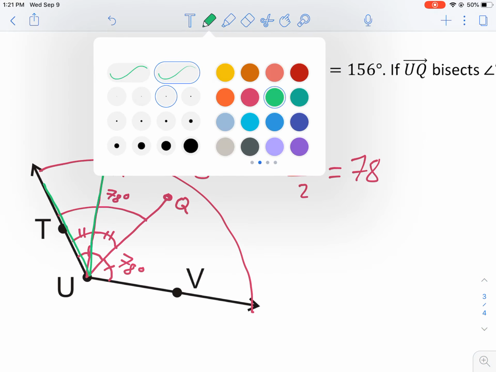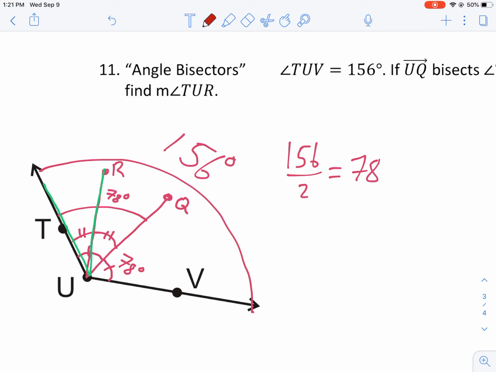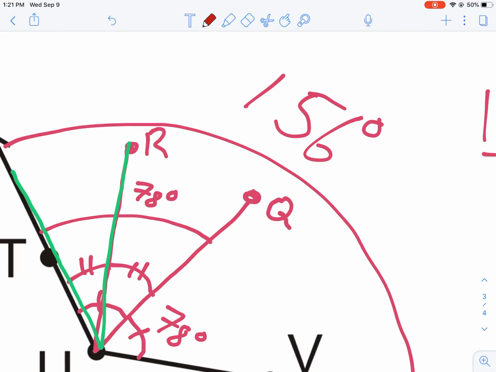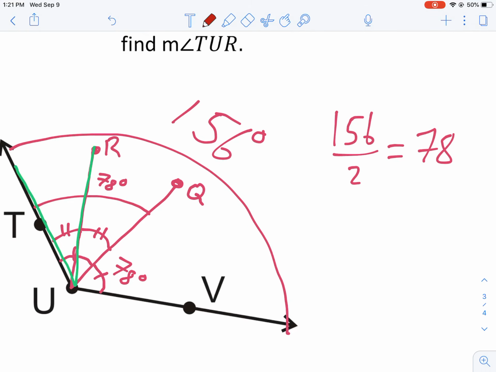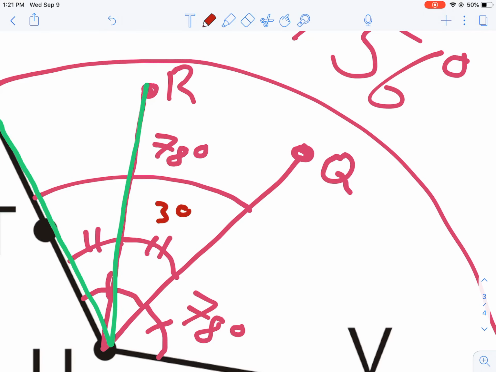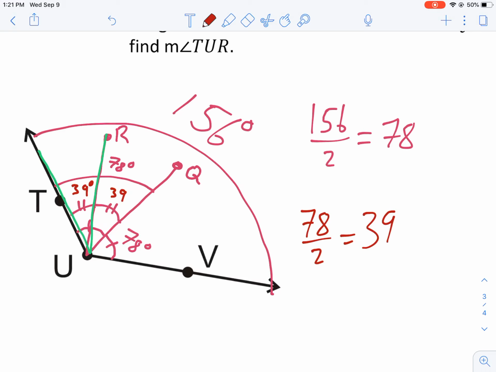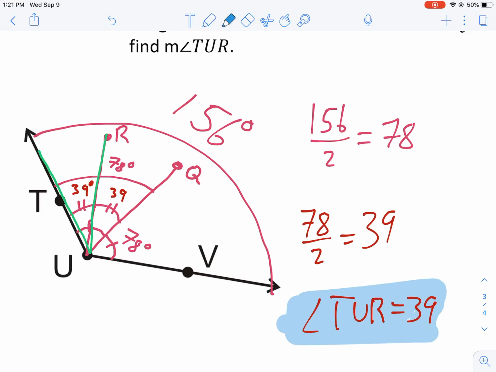All right, so we actually need to cut our angle in half again, all right? Now we know that this side, we know the whole thing is 78 degrees. So what does that mean each half is? So now we're gonna do 78 divided by 2, and I think that's 39 degrees. So now we know that this is 39, and we know that this is 39, okay? So our answer to this problem is that TUR equals 39 degrees. Actually, I should have put that in there.